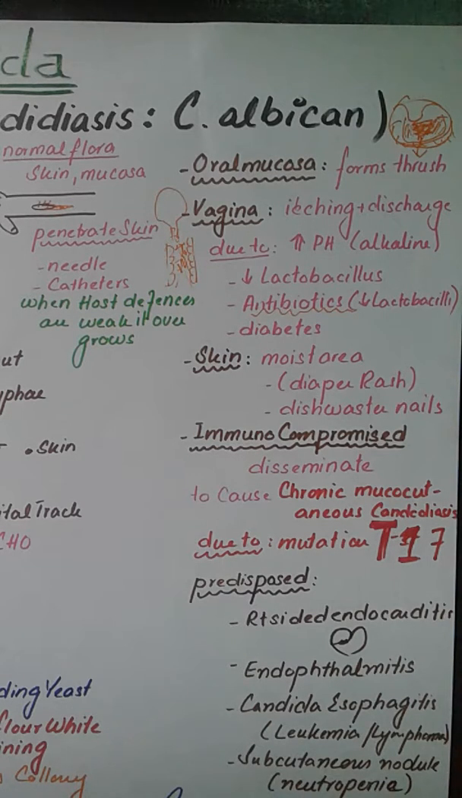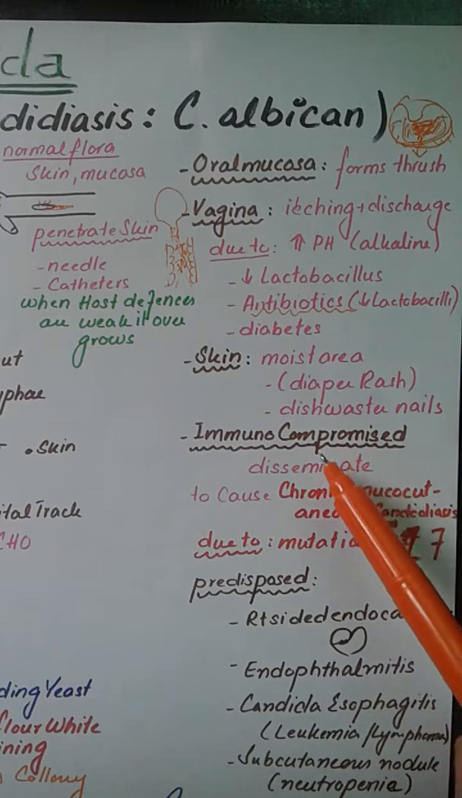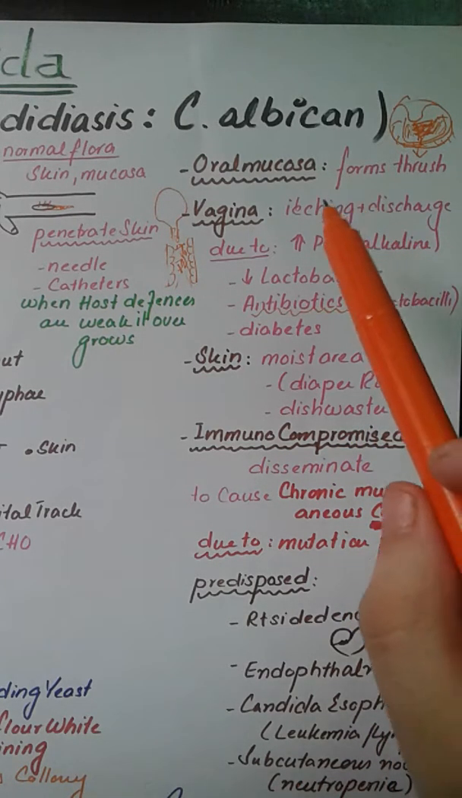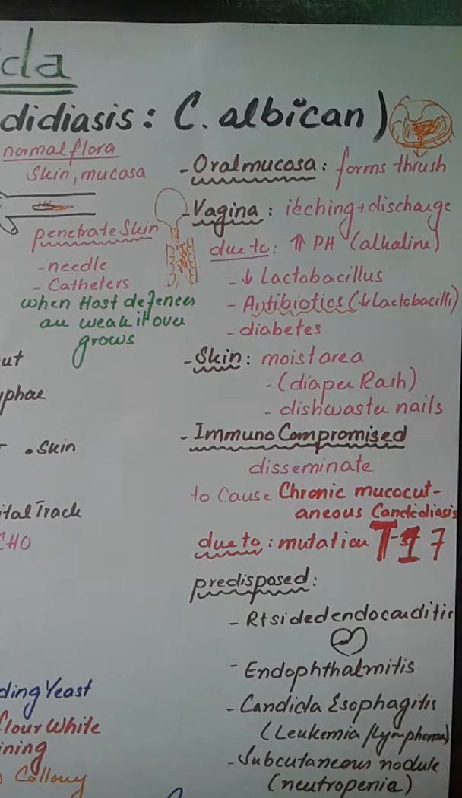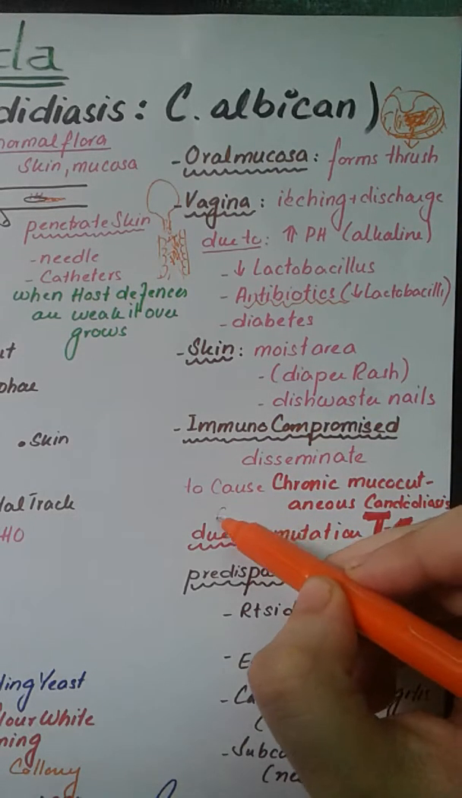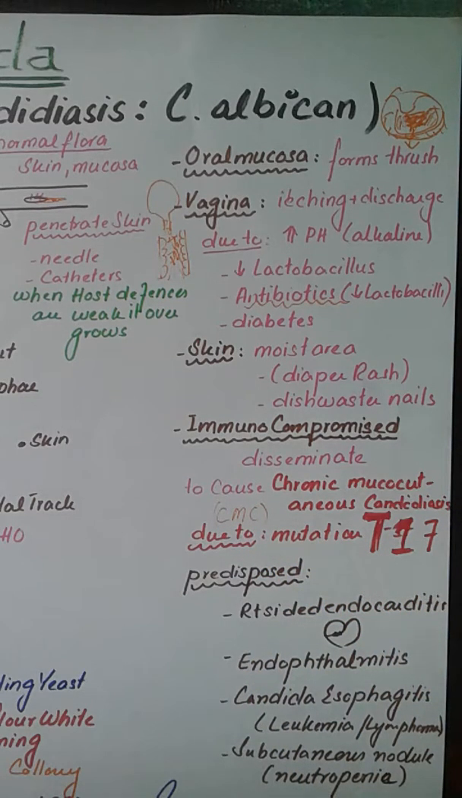This organism, the fungus albicans, also affects immunocompromised people. In immunocompromised people, it is not only restricted to the area of infection where it has grown, it can be disseminated to the rest of the body. Similarly, it can manifest as a much more serious disease, which is known as chronic mucocutaneous candidiasis, also known as CMC.